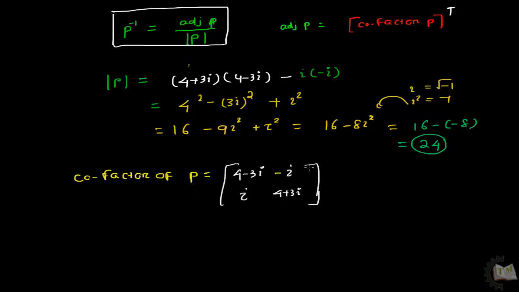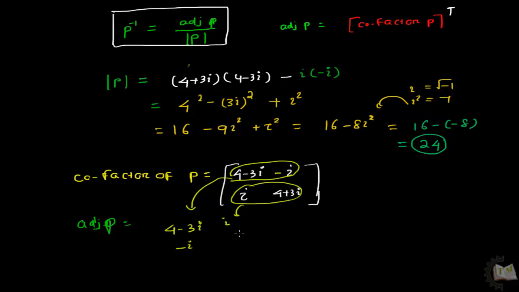Now I have found the cofactor of P, then the adjoint of P equals the transpose of the cofactor of P. Transpose is nothing, just changing a row to a column. We can write it as 4 minus 3i, minus i, then I change the column into this row, and also this to this row, that is 4 plus 3i. That is the adjoint of matrix P.